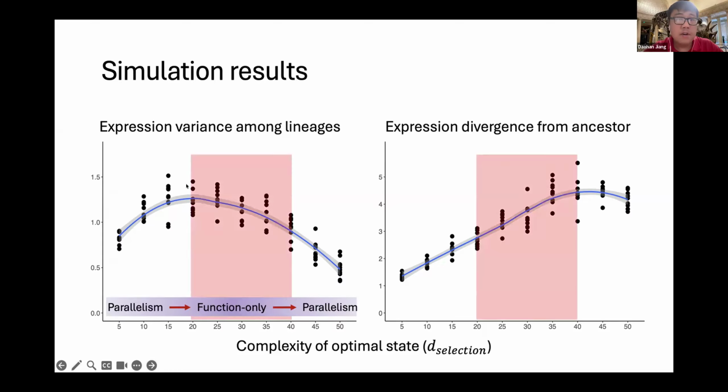And in this parameter space, expression variance decreased with complexity while divergence from ancestral state increased. Which means the similarity between lineages is not because of a lack of evolution from the ancestral state, but because they evolved towards a common solution.